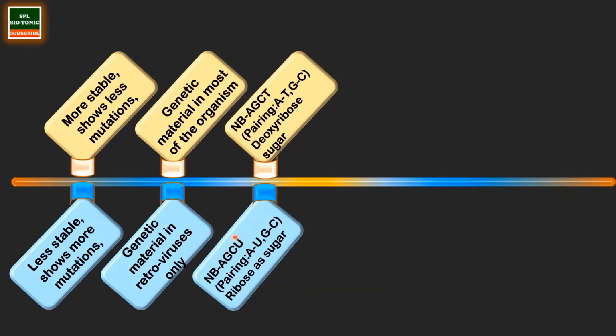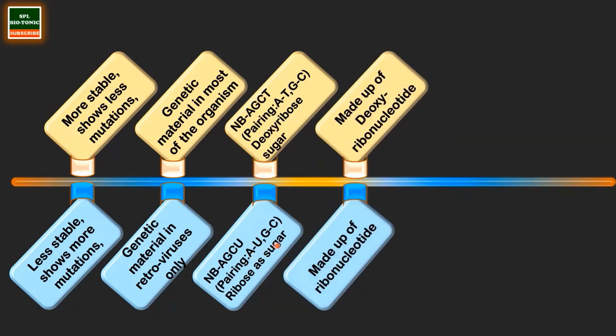If you remember, we have made one mnemonic to remember these nitrogen bases, AGCT लेके जाना and AGCU. I hope you remember this. Now in case of DNA, A pairs with T and G pairs with C, whereas in case of RNA, A pairs with U, G pairs with C. Sugar present in the DNA is deoxyribose sugar, whereas in RNA it is ribose sugar. Now DNA is a polymer of deoxyribonucleotides, whereas RNA is a polymer of ribonucleotides.